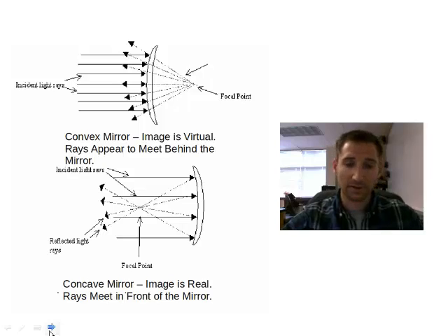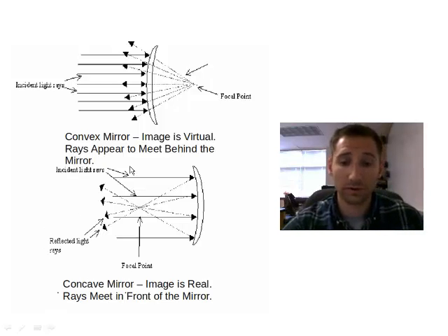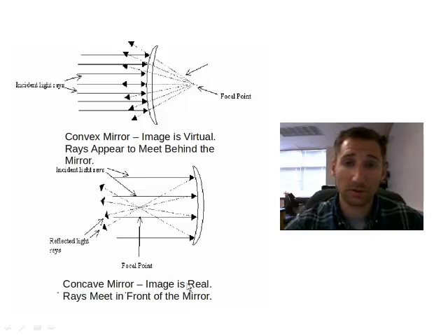Next one, what's the difference between a real and virtual image? A virtual image is always going to be upright and it cannot be projected onto a surface. A real image is always going to be upside down and it can be projected onto a surface. Real images are all going to be with convergent mirrors or lenses, and divergent mirrors or lenses will be virtual images.